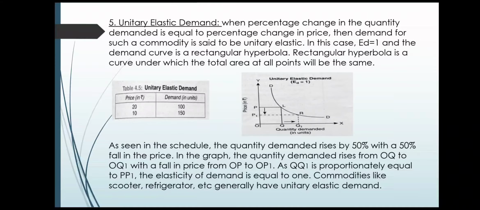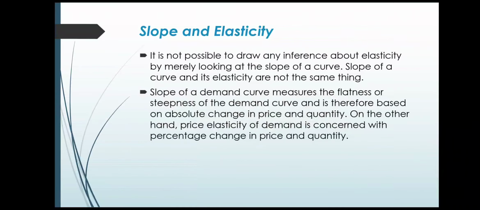Commodities like scooter, refrigerator, etc. generally have unitary elastic demand. So all those commodities that make our life comfortable show a unitary elastic demand. If there is a fall in price, there will be a proportionate change in quantity demanded. So these were the 5 degrees of elasticity of demand.